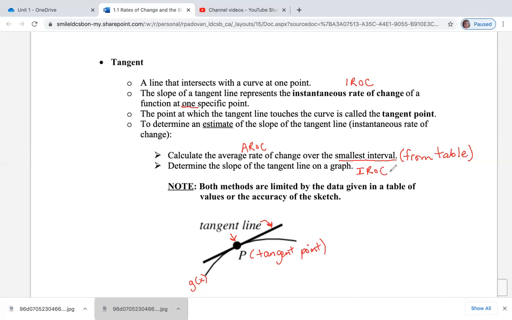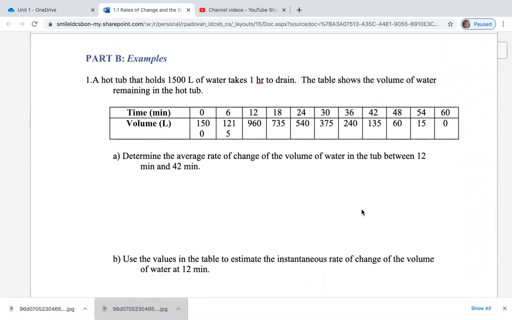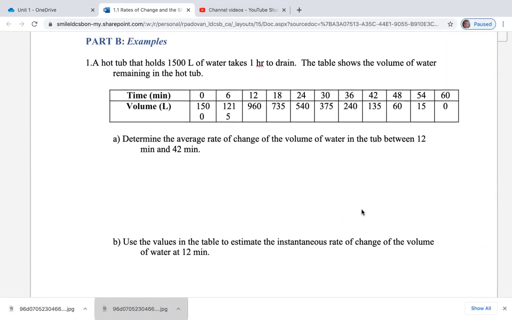Okay, so let's look at an example. A hot tub that holds 1,500 liters of water takes 1 hour to drain. The table shows the volume of water that remains in the hot tub. So obviously the initial value here is 1,500. Sorry, I can't change the size of those two numbers, but it's 1,500 and 1,215. The rest looks okay.